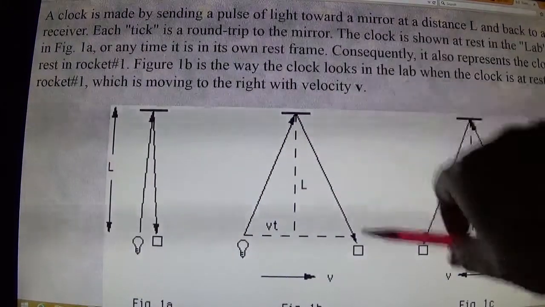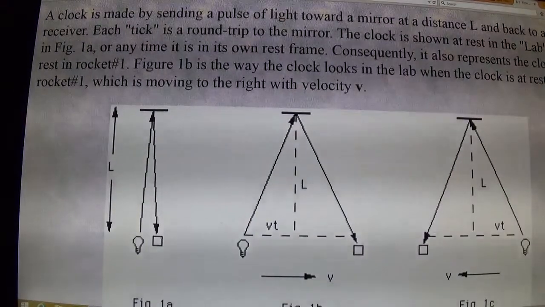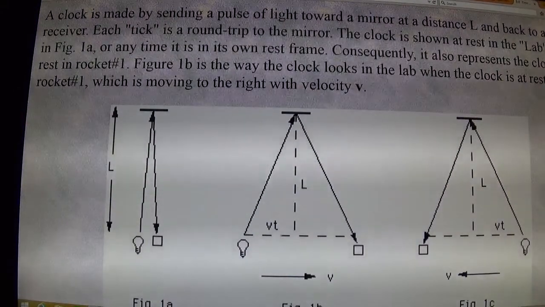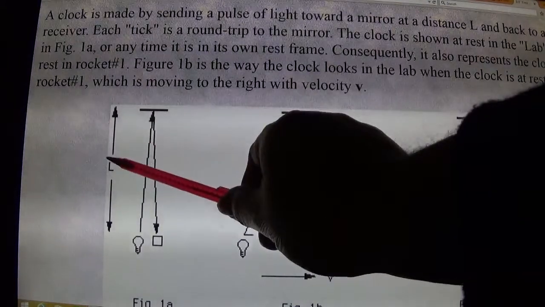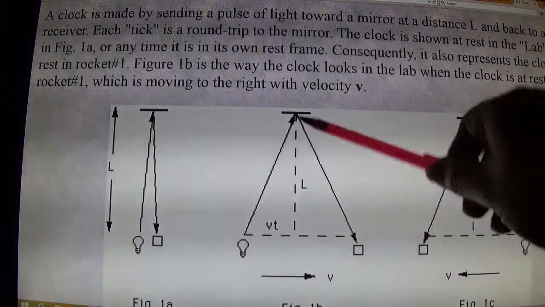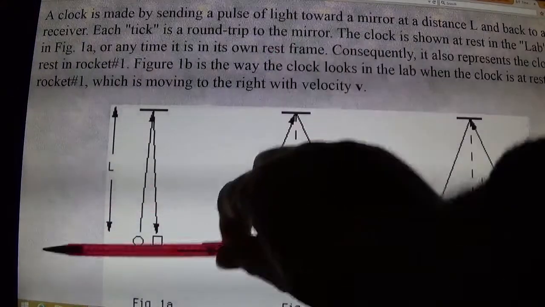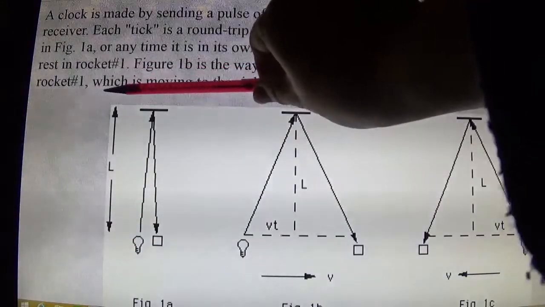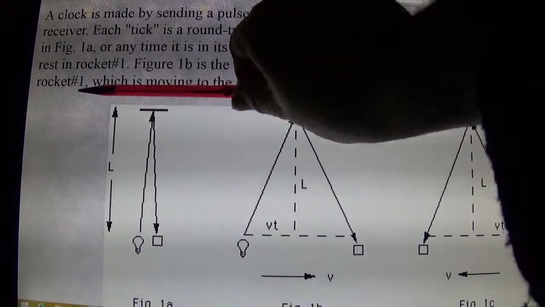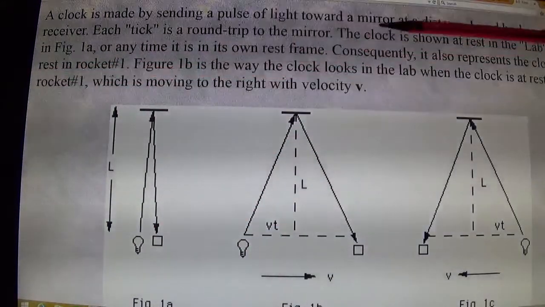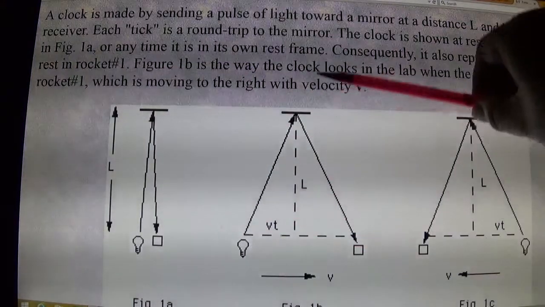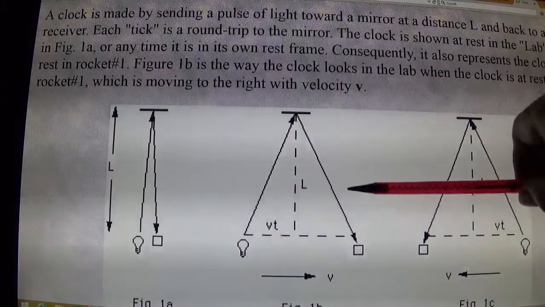This is what you see, which is probably not too clear, hence why I'm going to have to show you the videos. But basically that distance L is then that distance there. When it's stationary, that's what you see, just the light going up and down. But when this whole thing moves, it looks like the light is going at this zigzag angle.